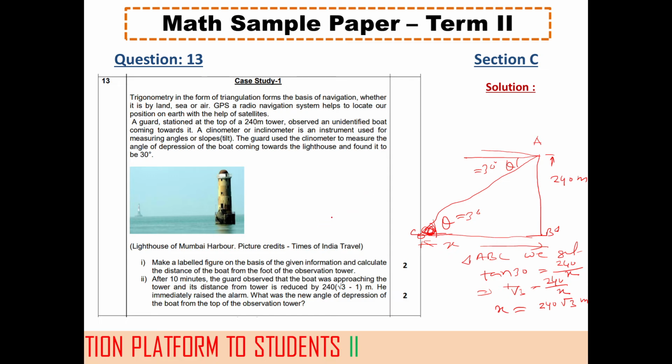Now after 10 minutes, the guard observed that the boat was approaching the tower and the distance from the tower is 240 minus root 3. Now what happened? I am again doing this.